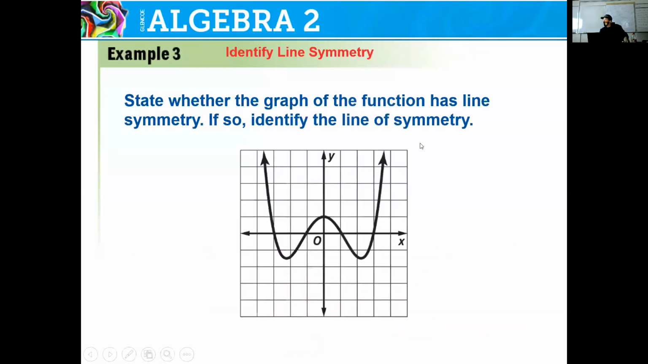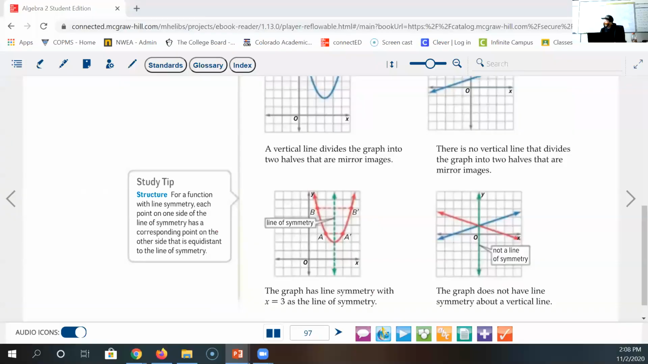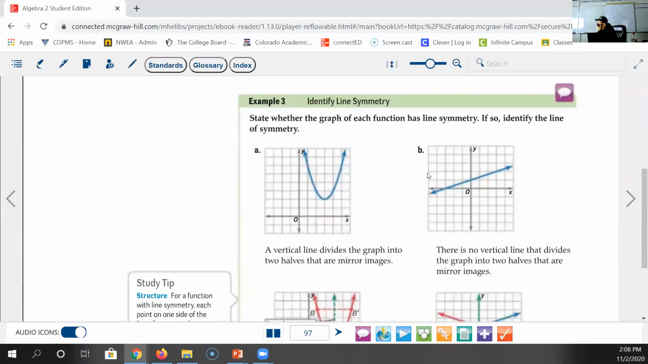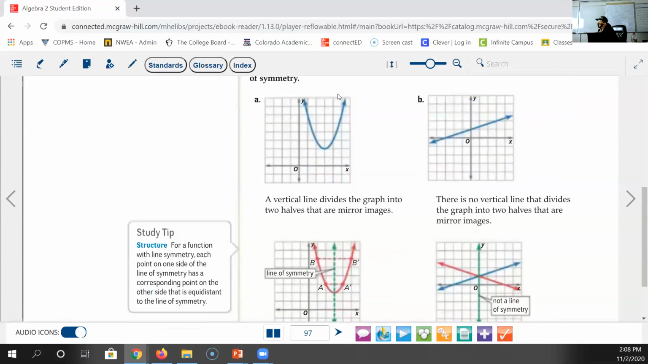Okay, line symmetry and point symmetry. Okay, I'm going to go to the book. This is shown on page 97. I like this example because it shows you what actual line symmetry would look like. Okay, so it says a vertical line divides the graph into 2 images.